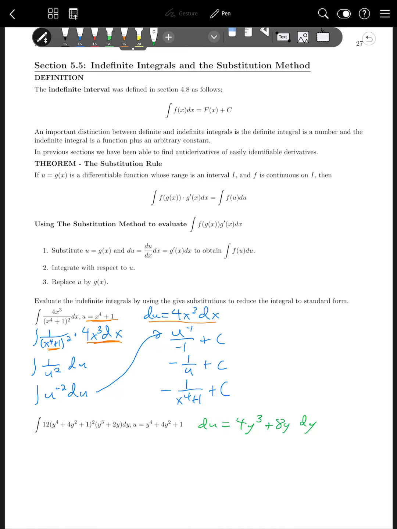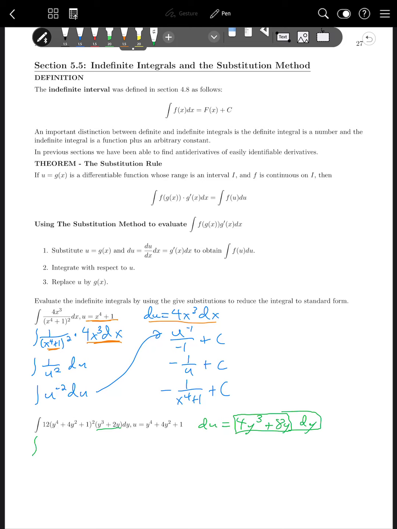Okay. Now, what we need to do in order to be able to use this rule is we need this expression, really this whole thing, to show up in the original problem. And we're kind of close to it, right? We've got y cubed plus 2y. So we need to multiply this by 4.